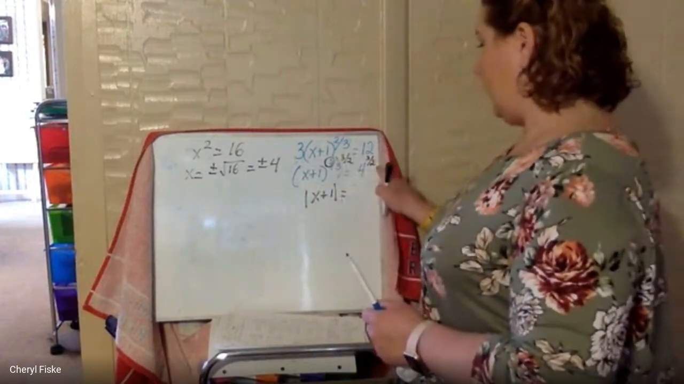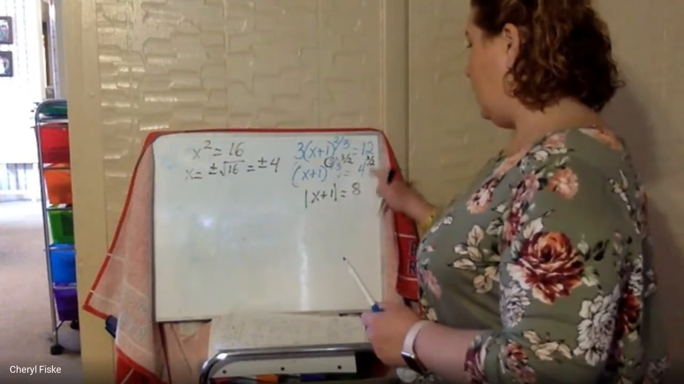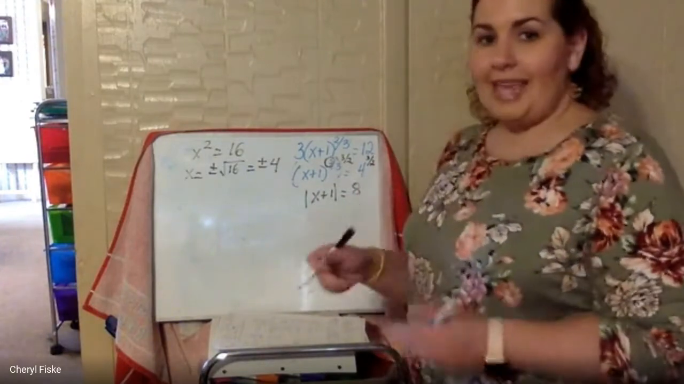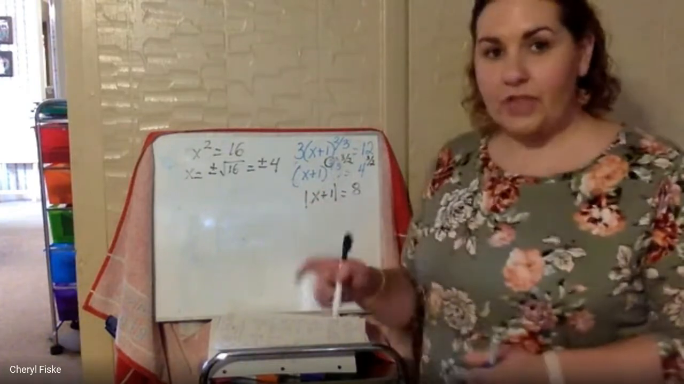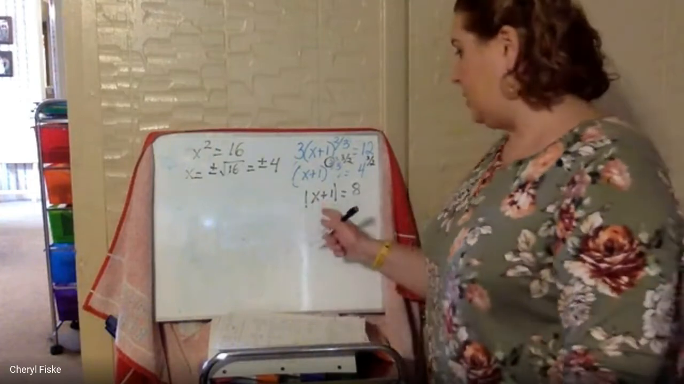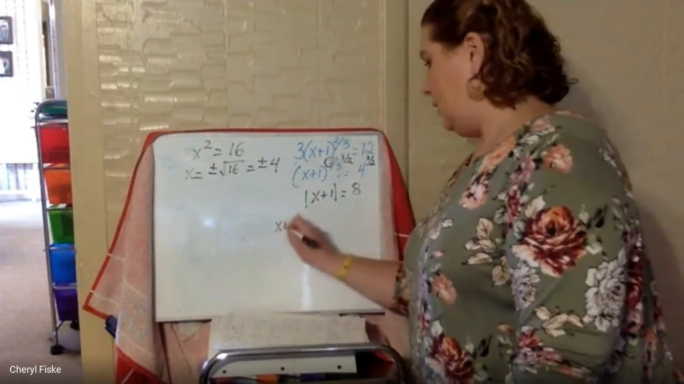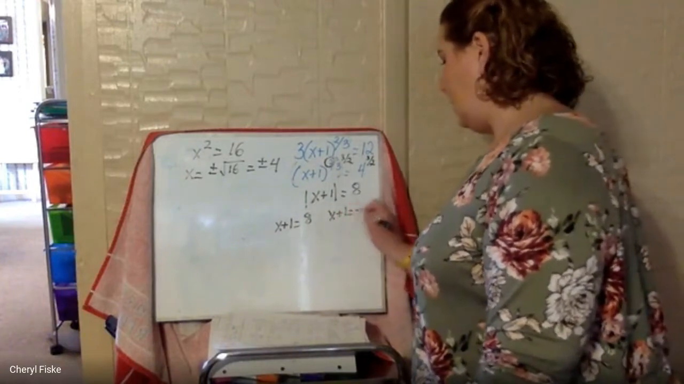So 4 to the 3/2, the square root of 4 is 2, and 2 to the 3rd is 8, or put it in your calculator. 4 to the 3/2 is 8. But what I get now is the absolute value of x plus 1 equals 8. And if you think back to pre-algebra and algebra 1, when you're solving absolute value equations, you split it. x plus 1 equals 8. x plus 1 equals negative 8.